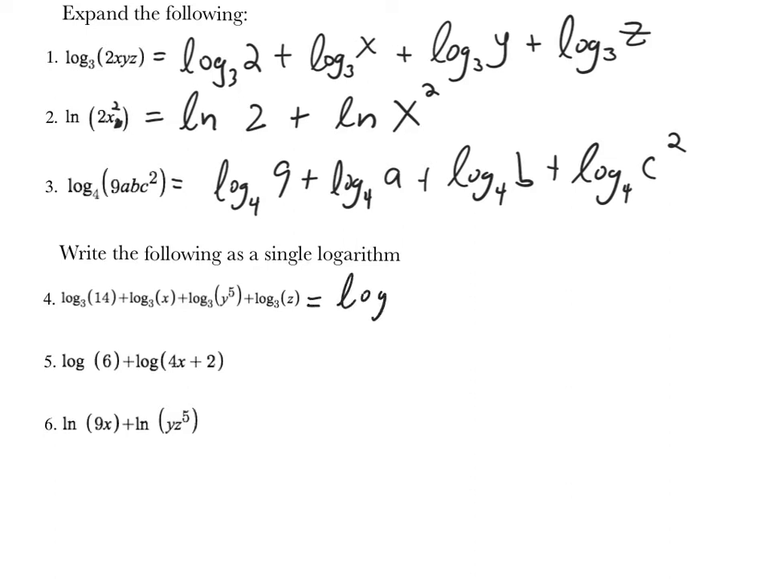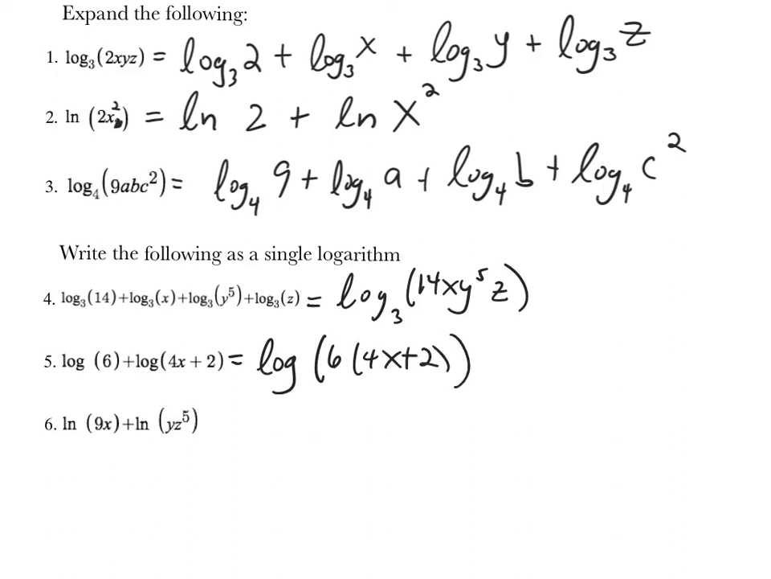So I'm doing log base 3, and then I see that I have 4 factors in here, 14 x y to the 5th z. So there it is written as a condensed logarithm. Number 5, if I put this in the parentheses, this is like log of 6 times 4x plus 2. If I were to work that out, it would look like log of 24x plus 12. The last one, natural log of 9xy to the 5th power.